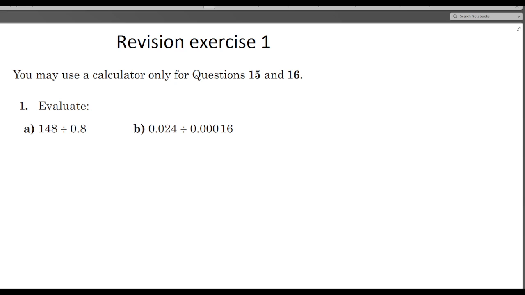Hello everyone. Let us start revision exercise 1. This exercise is based on your first chapter number 1. Now here is the first question.